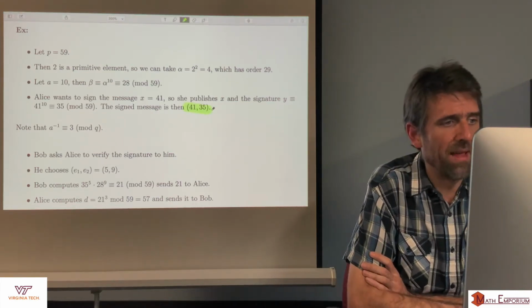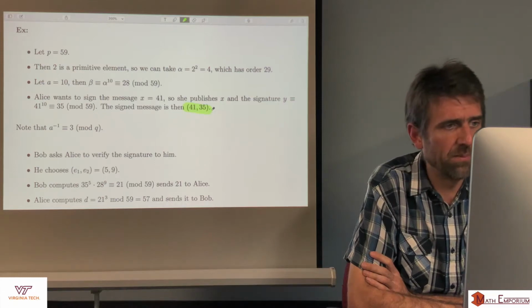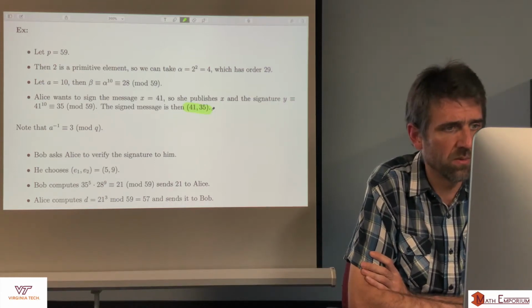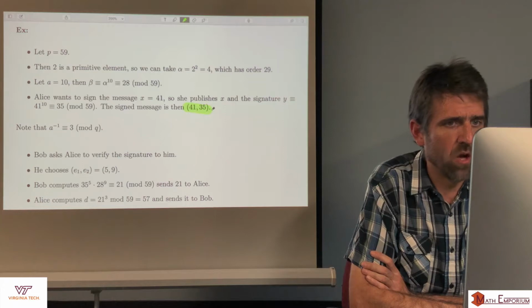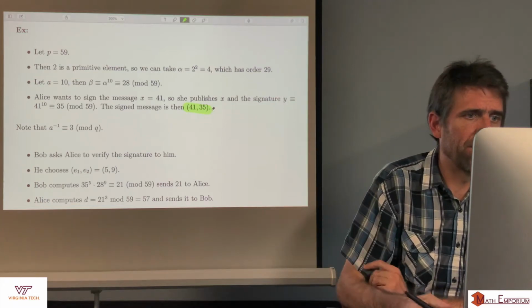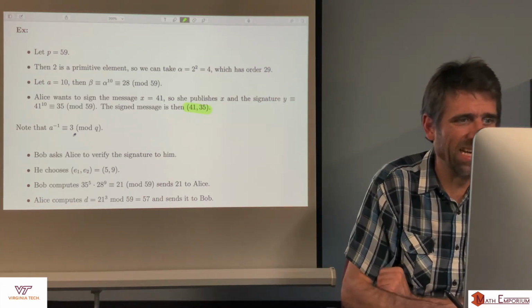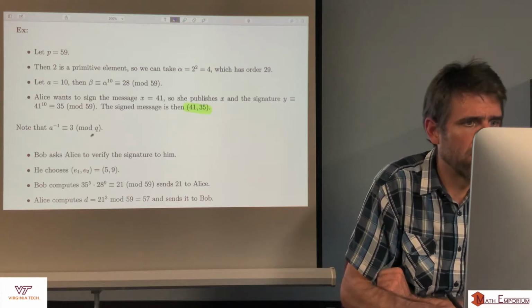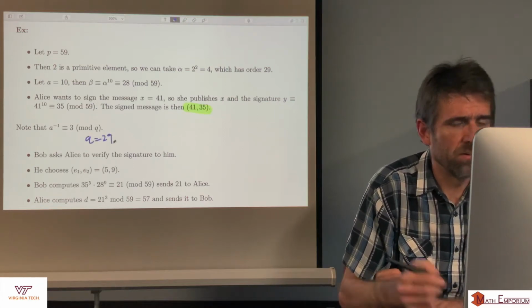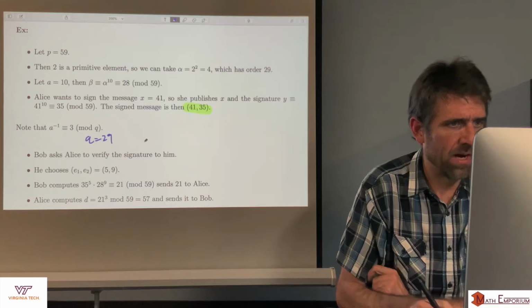Then alpha inverse is going to be congruent to 3 mod Q, because remember, Q is 29. So 3 and 10 are inverses of each other mod 29.